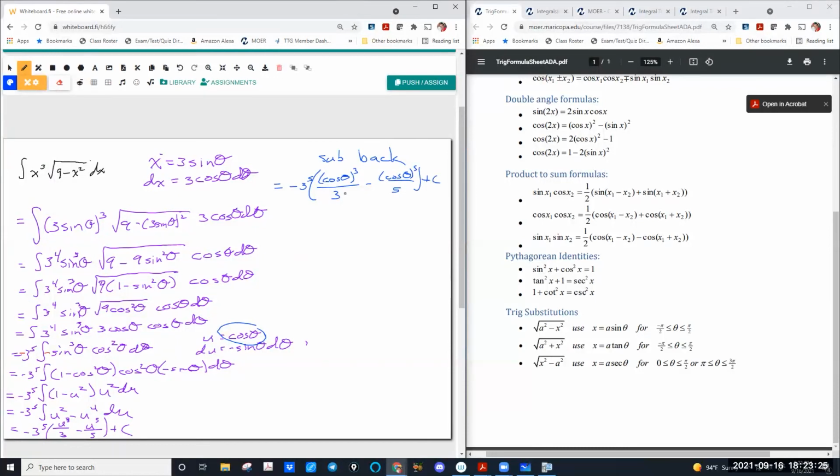All right. Now, we have to sub back again. Our original was not in terms of theta, it was in terms of x. So we have to use this to sub back.